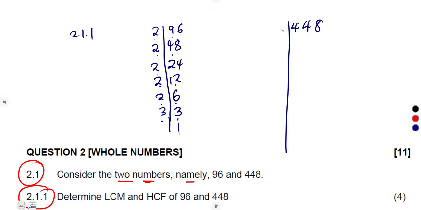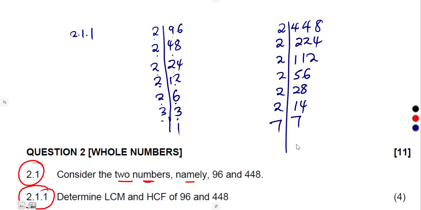All right, then we have 448 divided by 2, the smallest number. 448 divided by 2 is 224. By 2, that's going to be 112. Divide by 2, that's going to be 56. Divide by 2, that's 28. Divide by 2, that's 14. Divide by 2, that's 7, then 1.